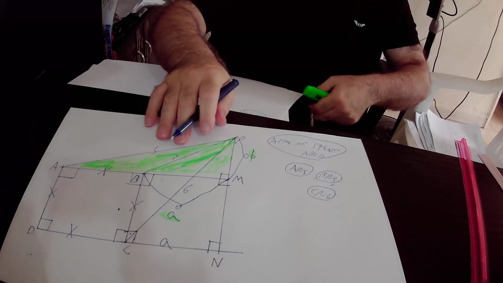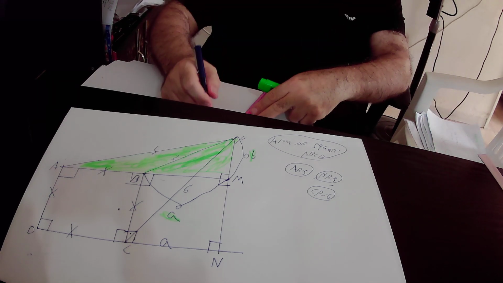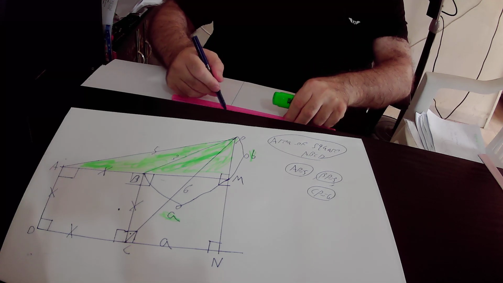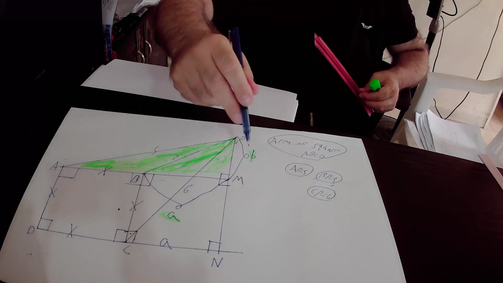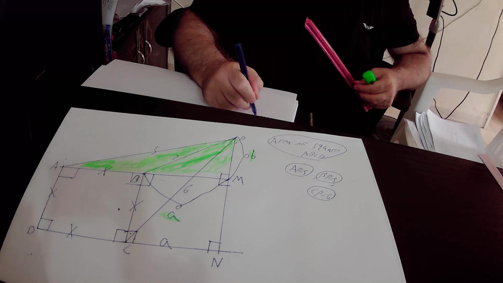Likewise, according to the same rule that the opposite sides of a rectangle are equal to each other, we get that BC equals MN.